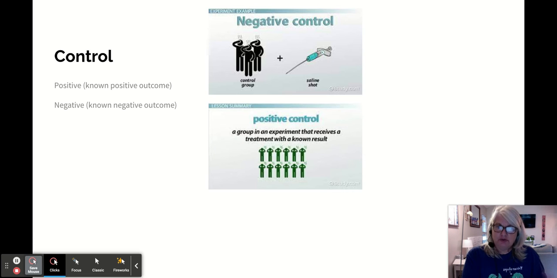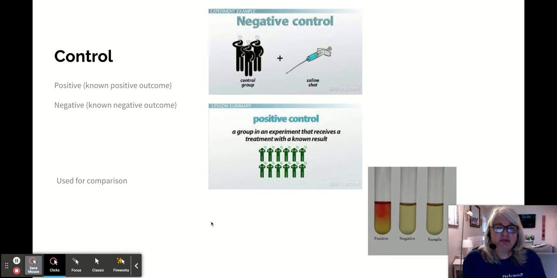It's also sometimes on a test, like if I'm taking a test for COVID, they will also run a known positive sample next to mine. Because if that one doesn't come up positive, then they can't trust their results. They're always used for comparison.